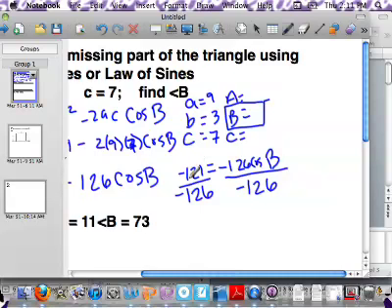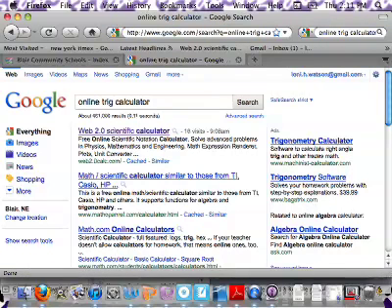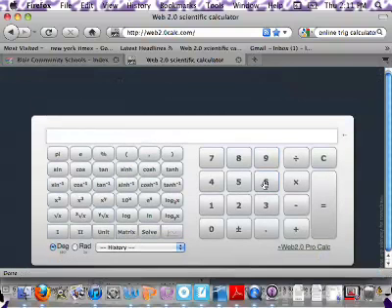So in my calculator, I need to actually get a calculator up here. I'm going to do negative 121 divided by negative 126. I'm going to get mine up so everybody can check theirs to make sure it's working. Let's reset. Okay.